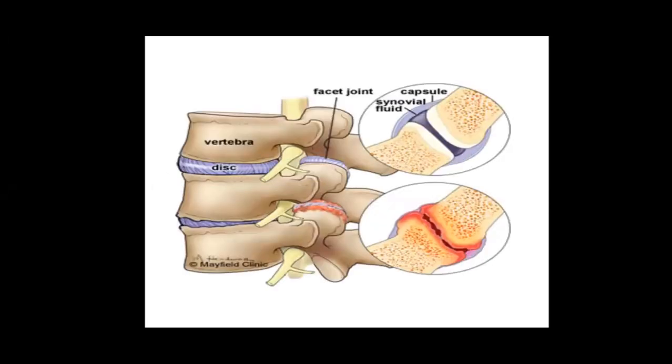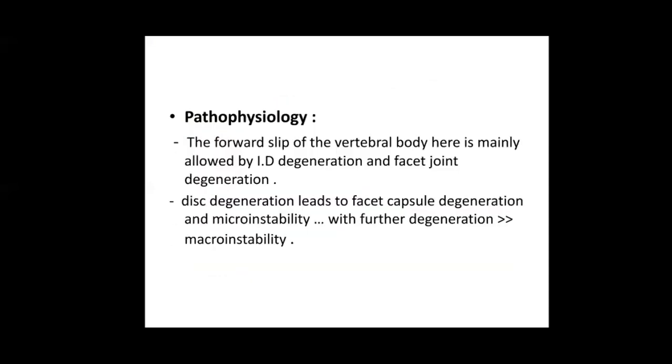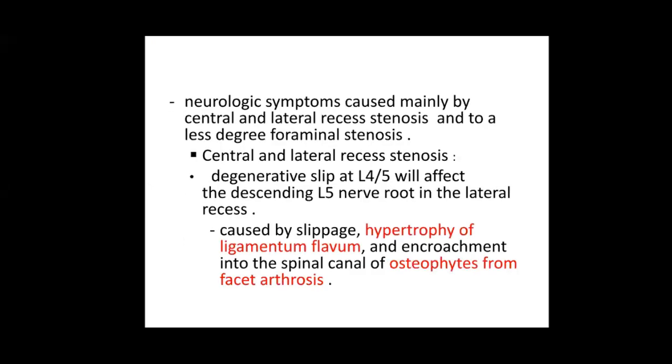Here is an example of facet joint disease that will make the two vertebral levels lose the locking mechanism between each other. The pathophysiology: the forward slippage of the vertebral body here is mainly allowed by intervertebral disc degenerative changes and facet joint degeneration. The disc degeneration leads to facet capsule degeneration and microinstability. The problem here is in the intervertebral disc, and the second problem is in the locking mechanism of the facet joint. Arthritis will cause instability between the two vertebral segments and spondylolisthesis. Common site is L4, L5. Central and lateral stenosis at L4, L5 will cause the descending L5 nerve root in the lateral recess to be compressed.